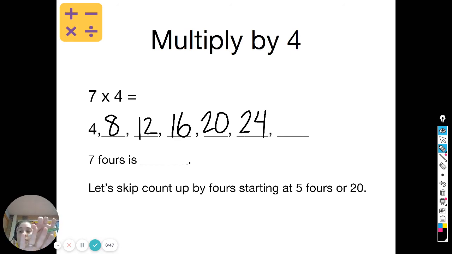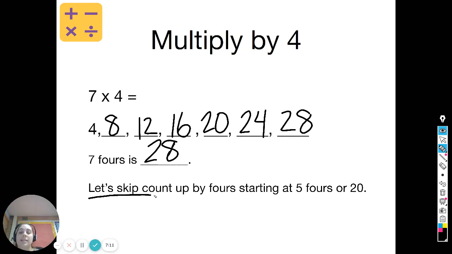25, 26, 27, 28. Okay, eventually the goal is to memorize these skip counts because we practice them so much, but if you get stuck, you can always go back and count one at a time. Okay, so 7 fours is 28, right? 7 fours, 7 times 4, 7 groups of 4 is 28.